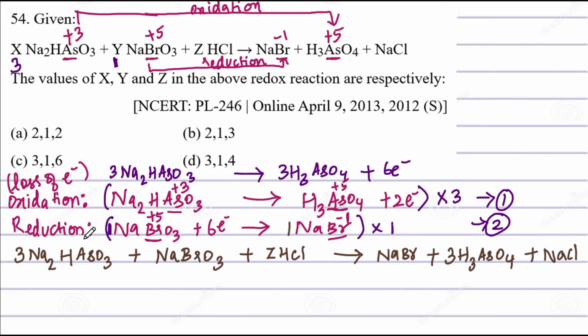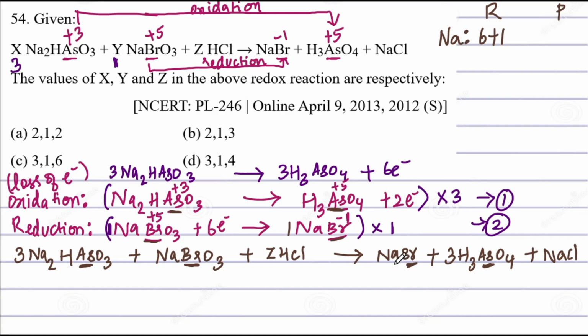In this oxidation and reduction half reaction, we have balanced only the element which is undergoing oxidation and the element which is undergoing reduction. That is, the arsenic atom and the bromine atoms alone are balanced. So what are the remaining elements you have to balance? Let us see the reactant side and product side of the remaining elements. First you have to see the sodium atoms. In the first compound 6 sodium atoms are there, and in the second compound 1 sodium atom is there. So it is 6 plus 1. Let us keep it like that.